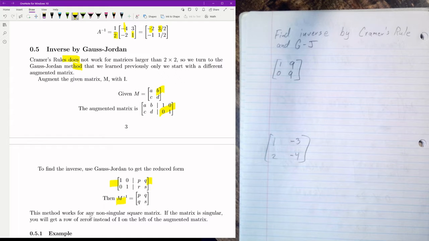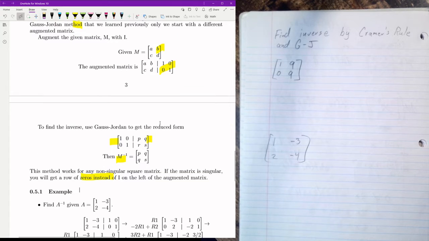This method will work for any non-singular square matrix. There are times when you're not going to get a result, and what happens is if the matrix is singular, in other words, if an inverse does not exist, you're going to get a row of zeros instead of the identity matrix on the left side of the augmented matrix. Let's try a couple of examples.